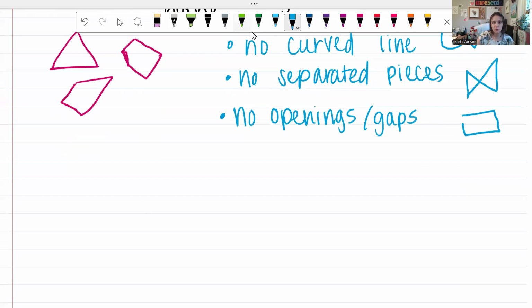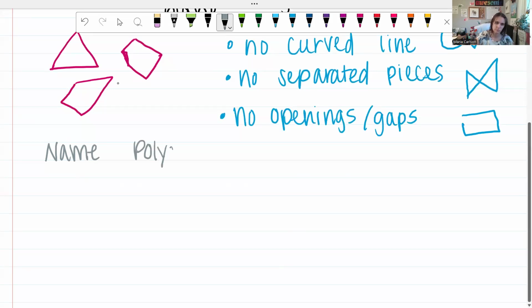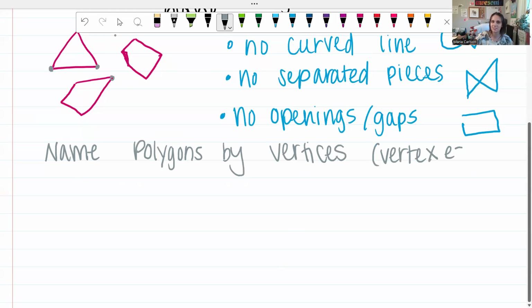So we can name polygons by vertices. And really, the vertices are like the points, right? The points that make up the shape. So the vertices, those are the vertexes, if you will. And so we can name polygons by their vertices, which is the same thing as the number of sides they have and the number of angles they have.